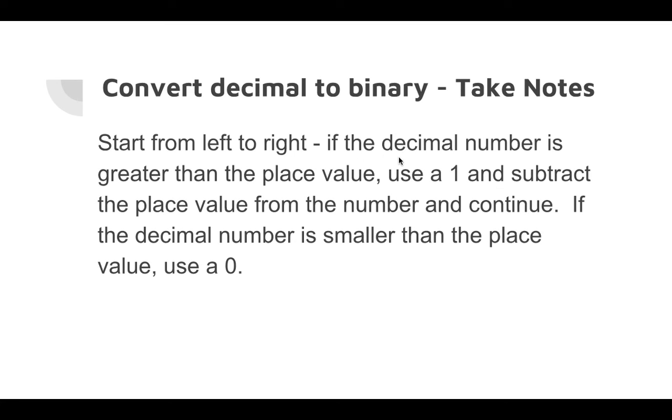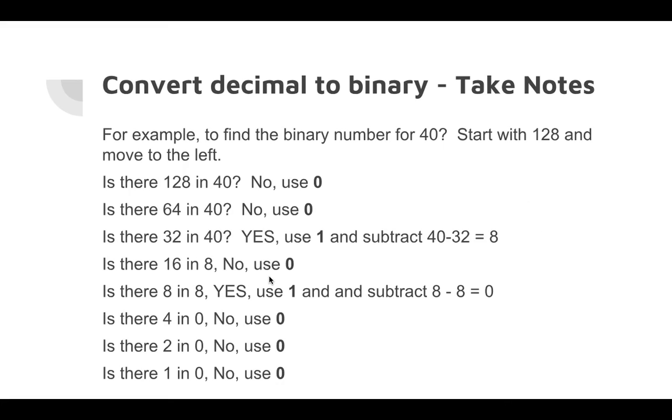And what you do is you check, is the decimal number greater than the place value? If it is, then you use a 1 for that place value, and then you subtract the place value from the decimal number, and you continue down the sequence of place values. If the decimal number is smaller than the place value, then you use a 0. So here's an example. I want to find the binary number for 40. I want to know how to write 40 just using 1s and 0s.